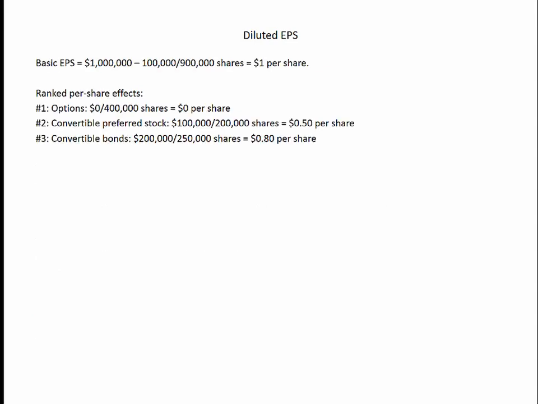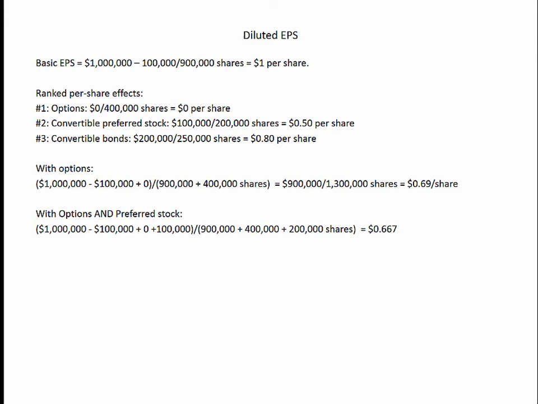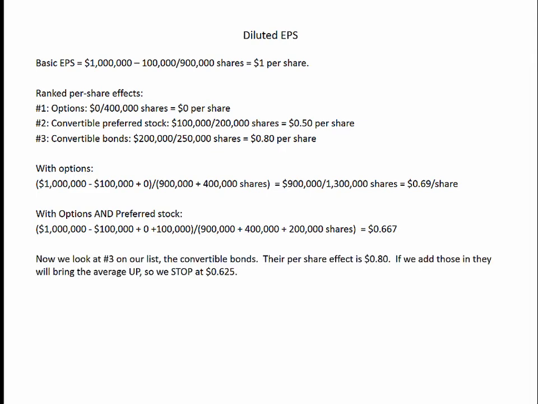So again, here's our background information. With the options, it was 69 cents a share. Now we add in the preferred stock, and we simply add the numerator of 100,000 and the denominator of 200,000 to the existing earnings per share calculation, and we get 0.667. Now we look at number 3 on our list, the convertible bonds. Those have a per share effect of 80 cents. If we add those in, they will bring the average up, so we stop at 0.625.